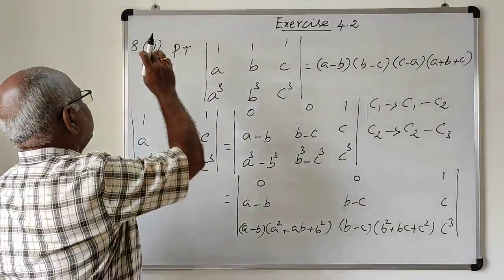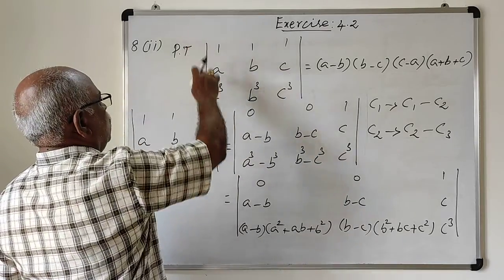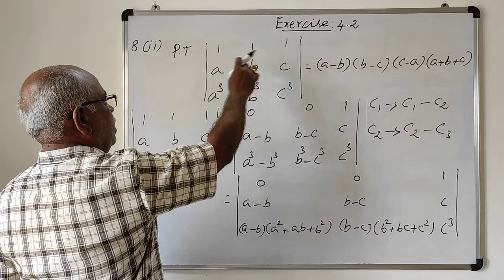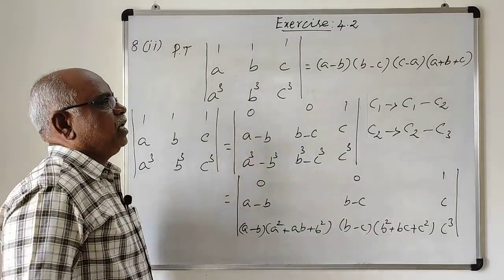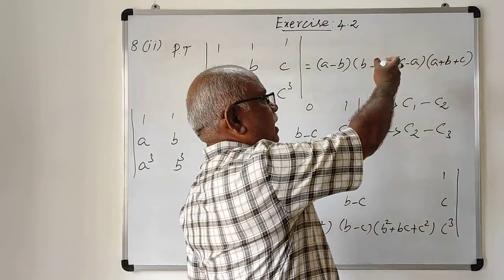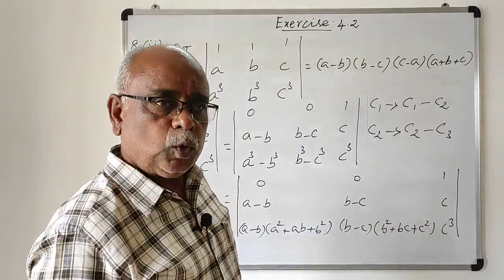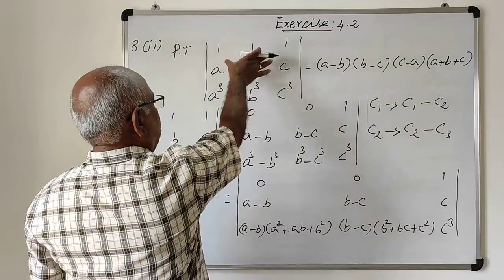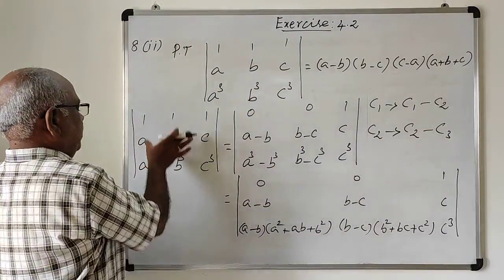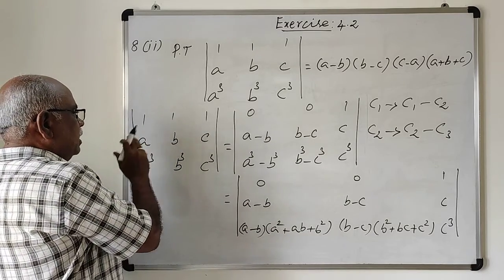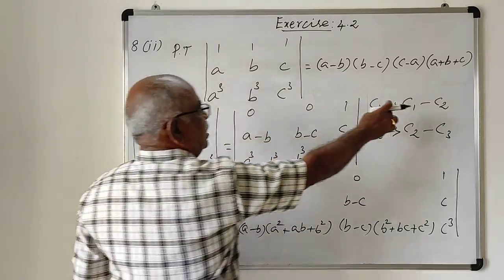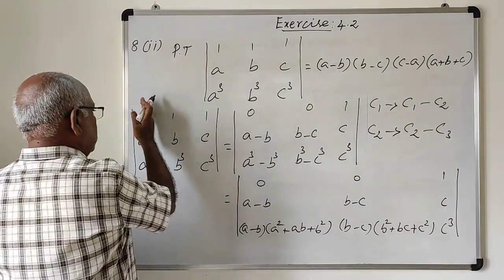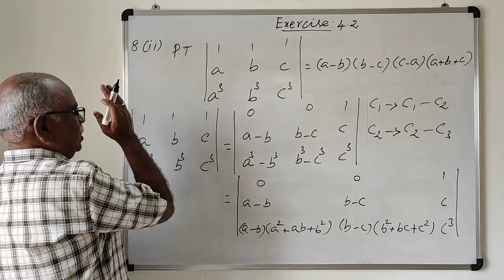Now, the second subdivision in problem 8 is: prove that the determinant 1, 1, 1, a, b, c, a cube, b cube, c cube equals (a minus b) into (b minus c) into (c minus a) into (a plus b plus c). We have to prove that. For that, I am considering the left hand side determinant and I am converting C1 to C1 minus C2.